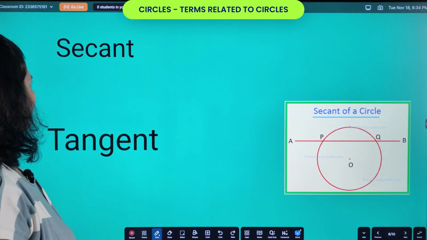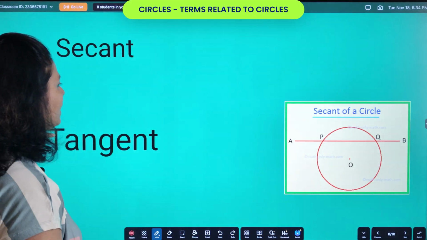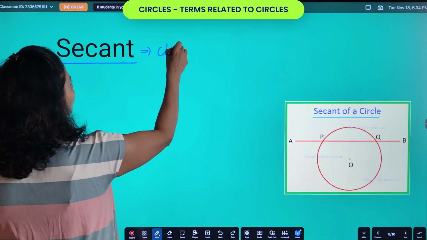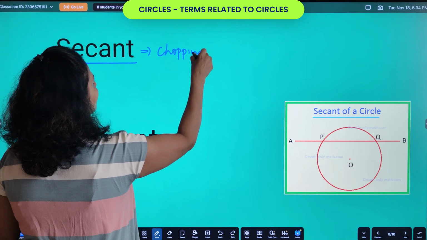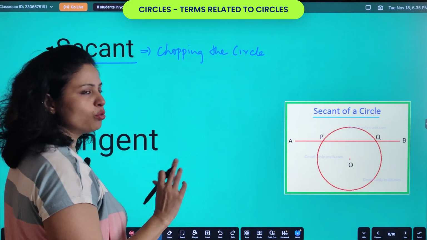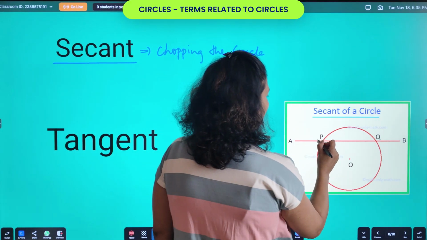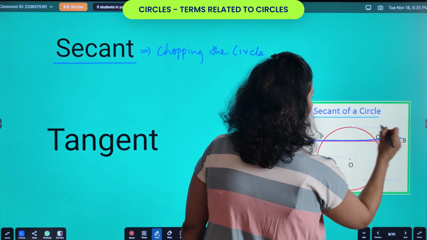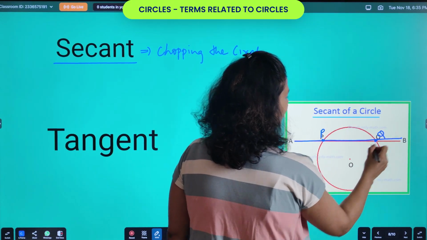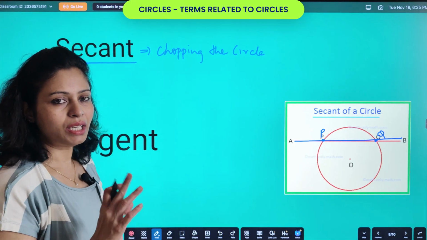Okay. There are two more terms which you have to also learn here, that is secant. Now secant is like you are chopping the circle. That means you are cutting the circle, okay, at 2 points. So it is like a double cutter. Okay, so here the secant, you cut the circle at 2 points. So what are the 2 points here shown? P and Q, right? So secant is a line segment which cuts the circle at 2 points.